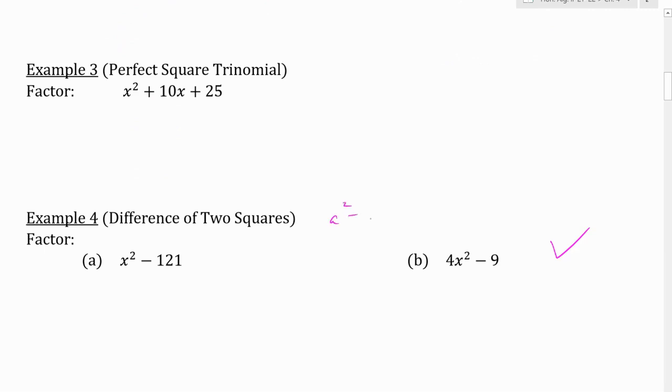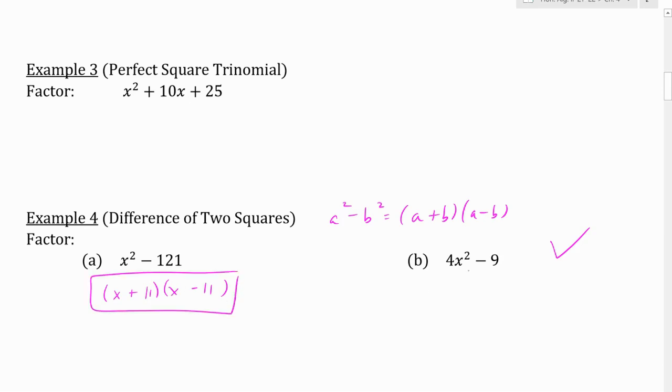Remember, if you've got anything squared minus something else squared, it breaks down to a plus b multiplied by a minus b. So, x squared minus 121. All those are perfect squares. One of the binomials is a sum, one's a difference. What do you square to get x squared? What do you square to get 121?